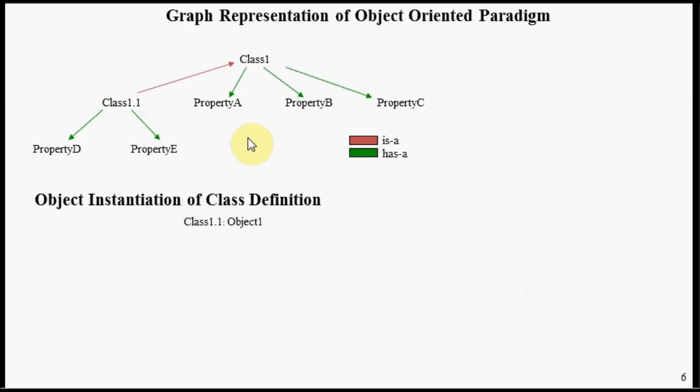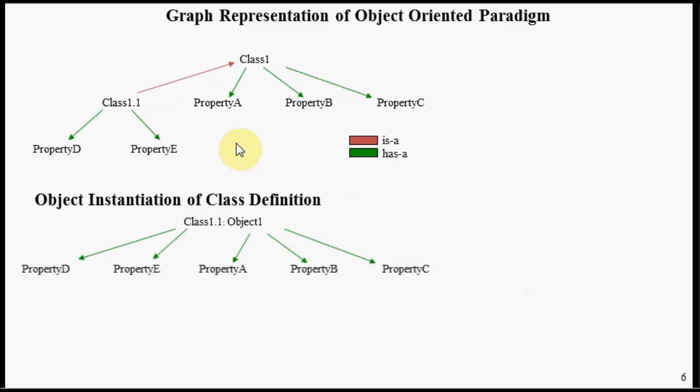Now let's look at a graph here. Let's look at what happens if we want to instantiate class 1.1. Let's look at the equivalent object graph. In this case, it would look like the following. Assuming we want to instantiate class 1.1 and we're going to call that object 1, what happens is the following. We first want to instantiate properties D and E, and then we want to look at this inheritance is-a link here to inherit properties A, B, and C, which is what you see down here.